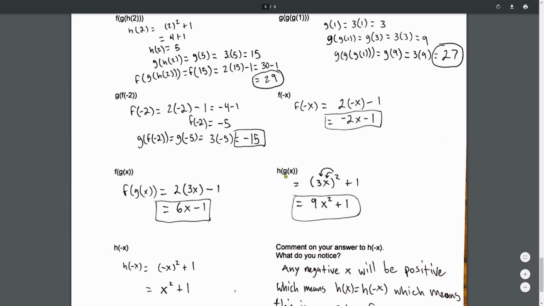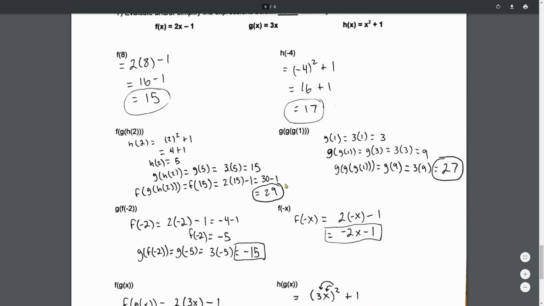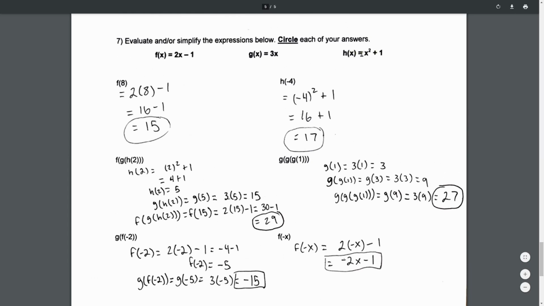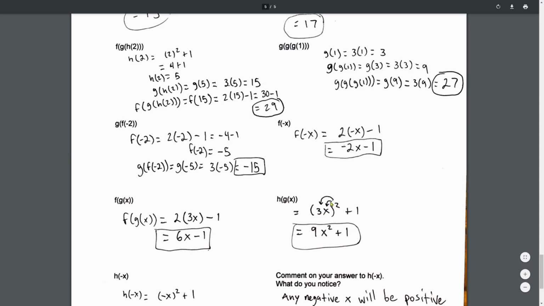Now we have h of g of x. So if we look at h of x, that function is x squared plus 1, and g of x is 3x. So anywhere we see an x, we're plugging in 3x. So (3x) squared plus 1. Now remember that when we have an exponent on the outside, we have to square both of these terms. So we have 9x squared plus 1.